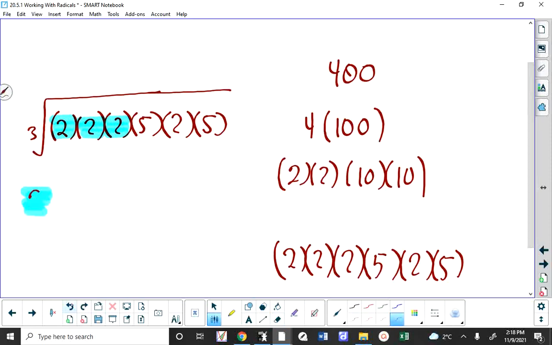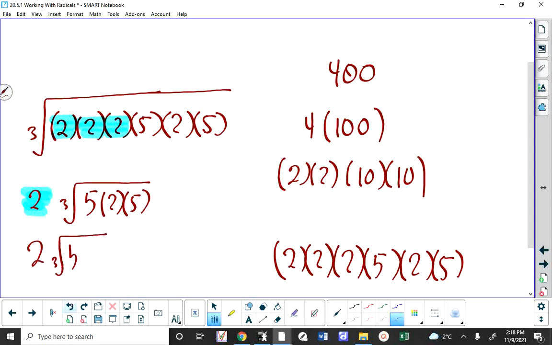And I write it as a single 2 times the cube root of, what do we have left? 5 times 2 times 5, which is 2 times the cube root of 50. The really nice thing, everybody, about using this method is I can look at 50 and I can go, I know I cannot extract anything else, because if I could, I would have seen 3 more identical things up here. I don't have to go, oh, what divides into 50? I'm done.